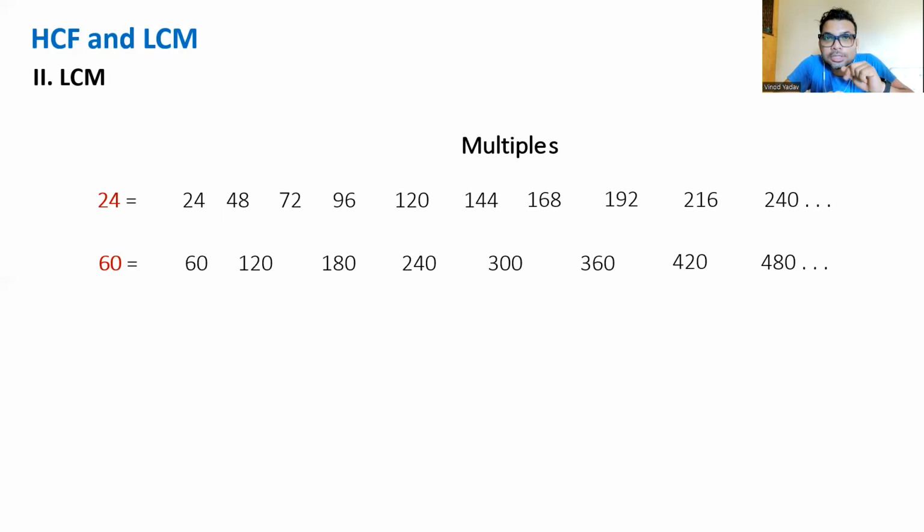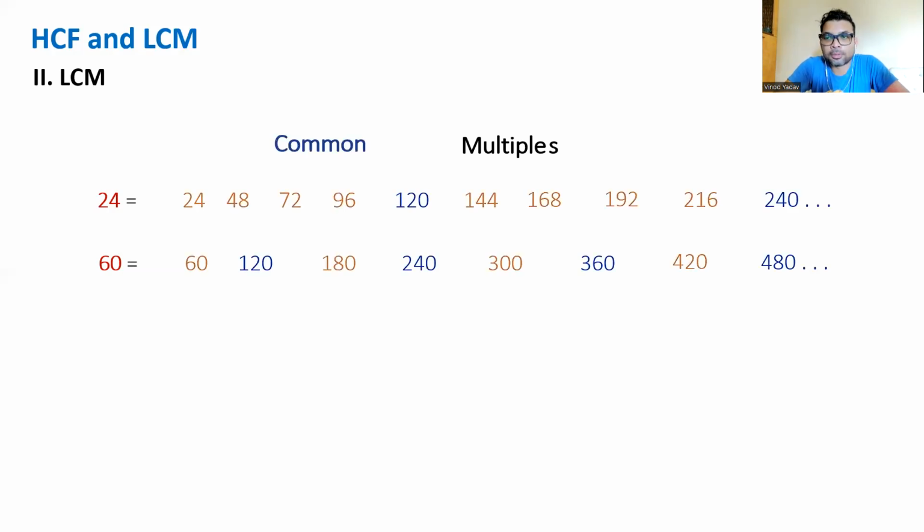24 ones are 24, 60 ones are 60. So after listing down these multiples, basically tables, do you understand multiples? 24 into 1 is 24, 24 into 2 is 48. So we are multiplying 24 with a natural number. Hence the numbers which are obtained are called multiples of that given number, 24.